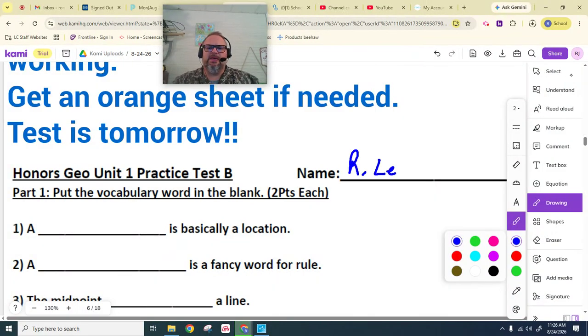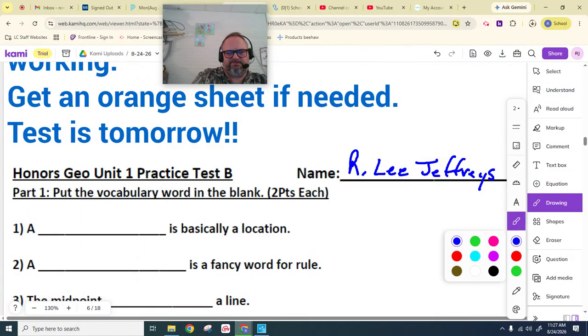Now, today is our last day of review for your test tomorrow. If you weren't here Friday for whatever reason, all that information is in Schoology, including the example orange sheet. Your orange sheet has to be handwritten, not photocopied, not typed up, printed out, nothing like that. Do you have to have an orange sheet? No.